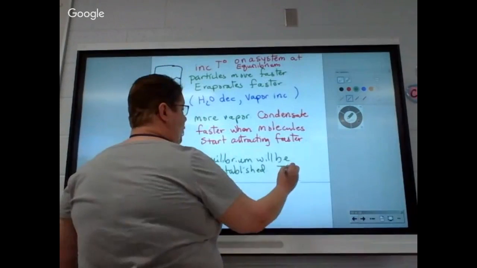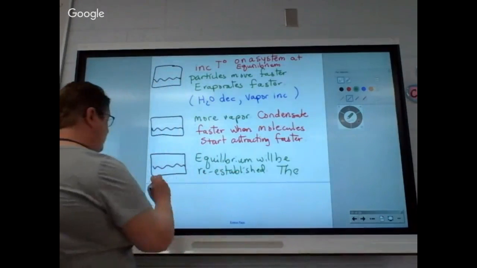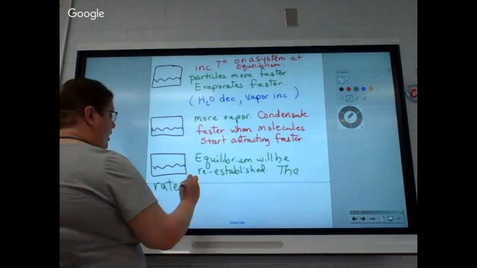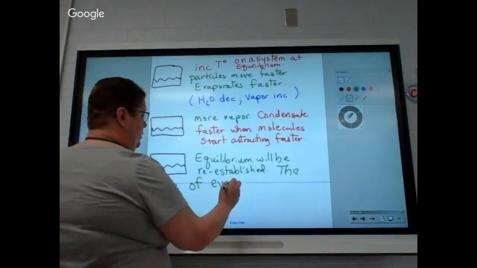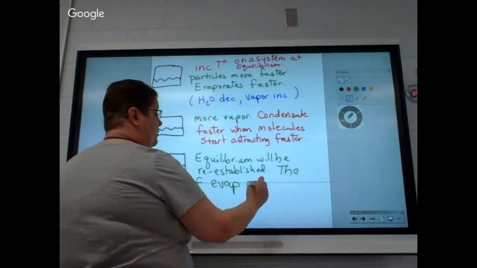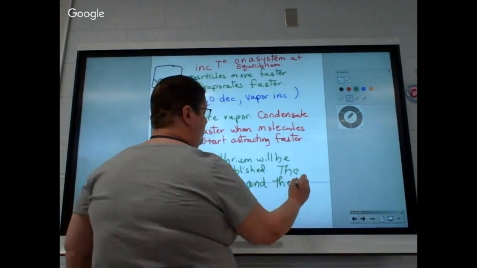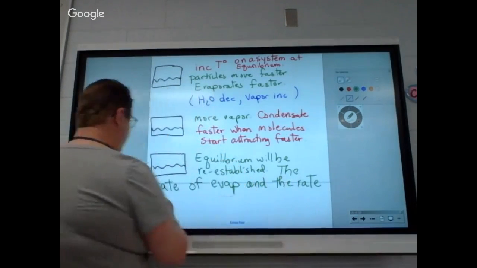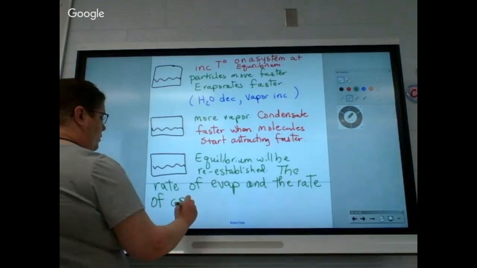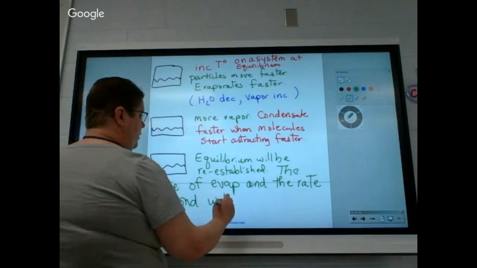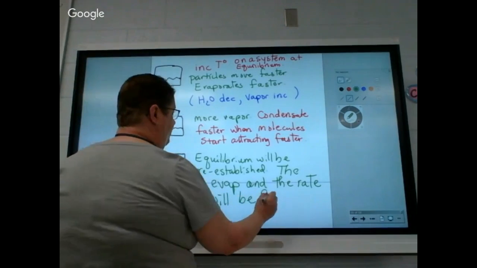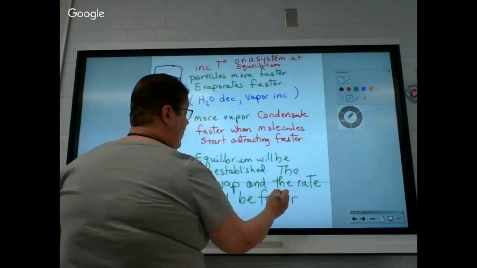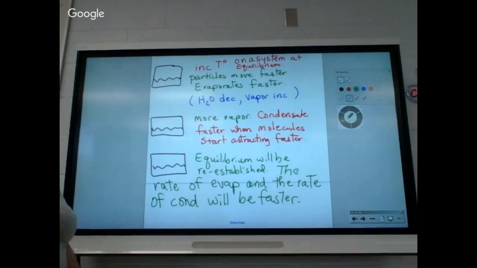It'll be reestablished, but the rate of evaporation and the rate of condensation will be faster. They'll still be equal. They'll just be faster when they're equal. Okay? They'll just be happening faster.